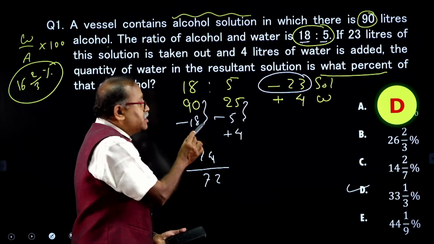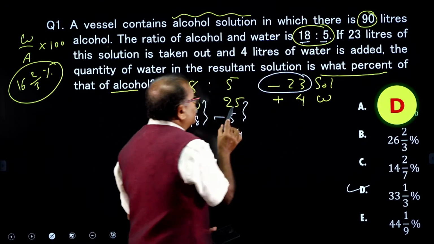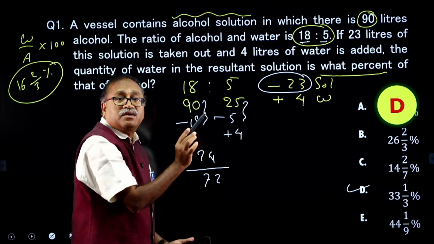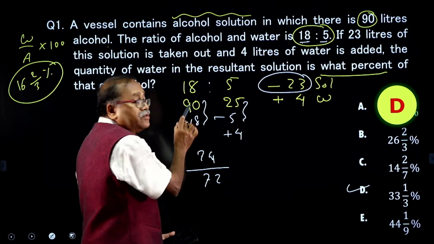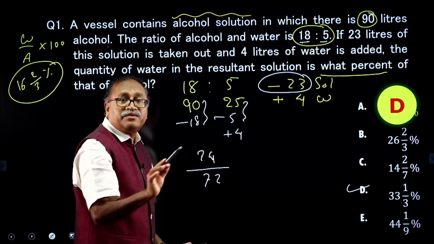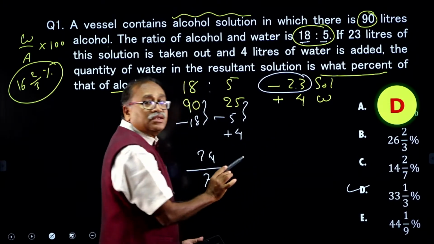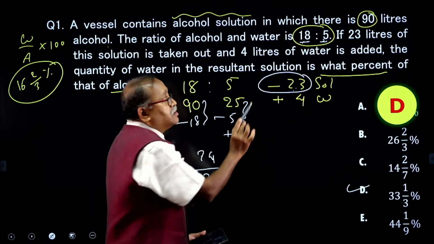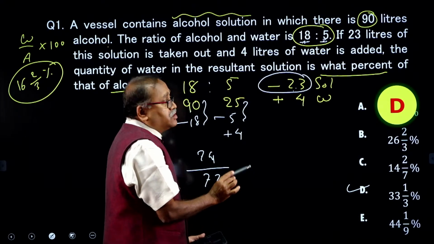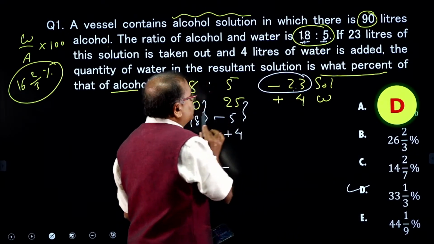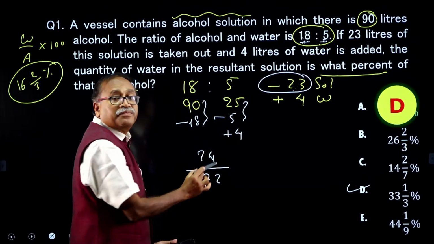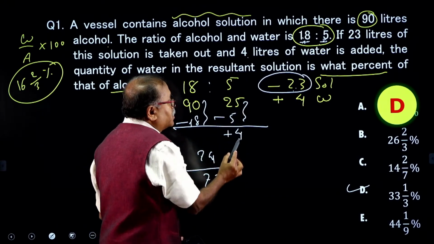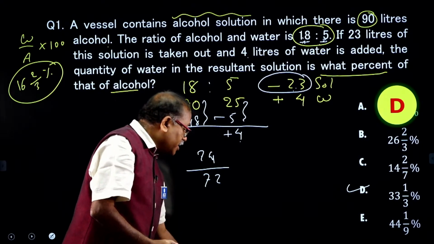How did I write this figure? 90 is already there. How did I write 25? Because 18 parts is 90, so one part is 5, and 5 parts is 5 times 5, which is 25. 23 liters of solution is taken out, and in this solution the ratio of alcohol to water is 18:5, 18 plus 5 is 23. So in this 23, 18 liters is alcohol and 5 liters is water, and this goes out, and another 4 liters of water is added. Okay, well done, my dear friends.